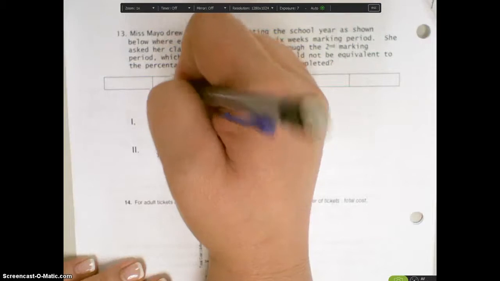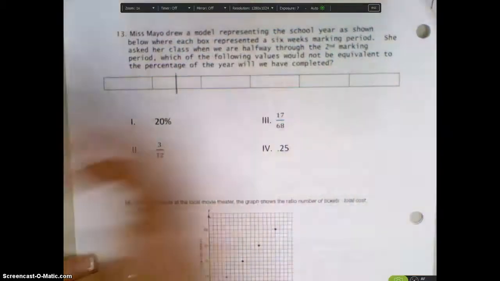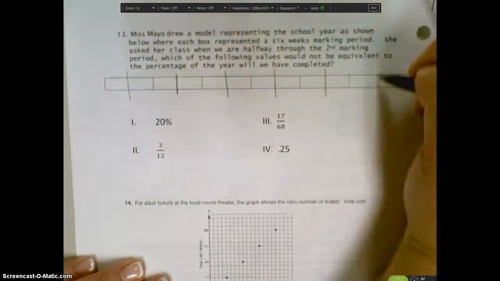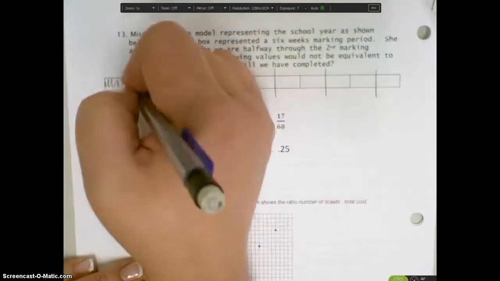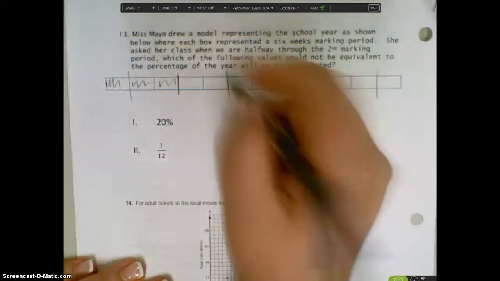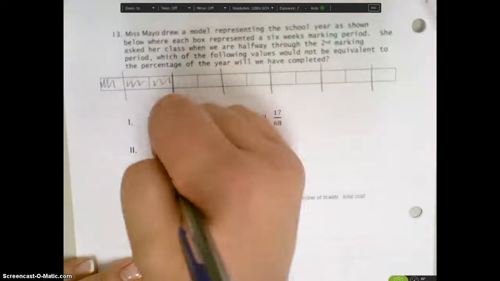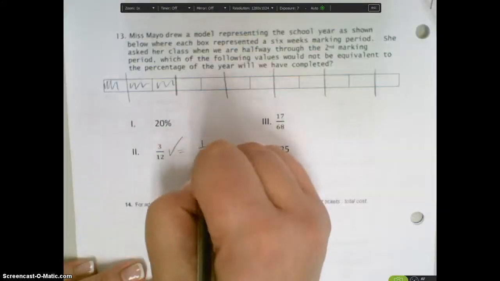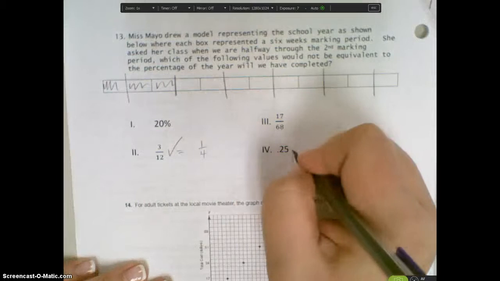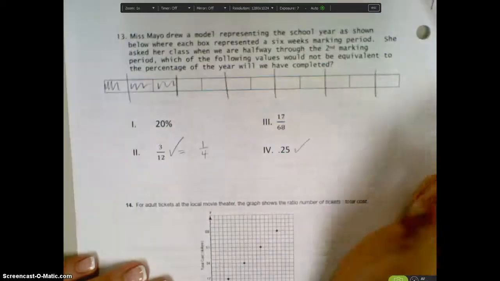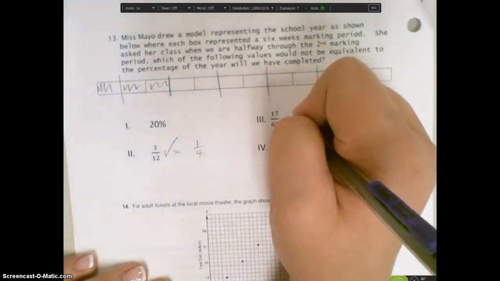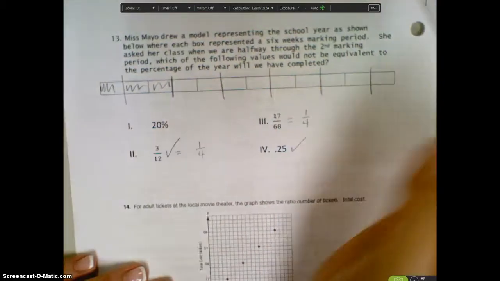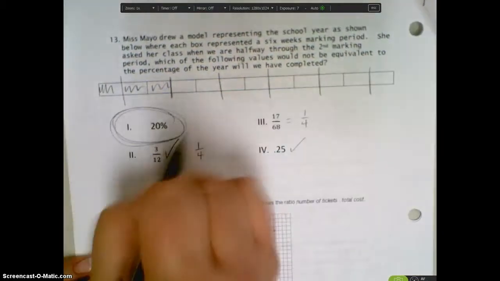So halfway through the second marking period. What I went ahead and did was I divided all of these in half so I could see how much. So that would be 3 out of a total of 12. Okay, so 3/12 is equivalent to that. 3/12 also simplifies to 1/4, and 1/4 as a decimal is equal to 0.25, so that works. And then 17/68 actually simplifies down to 1/4, so the only one that doesn't work is the one that is 20%.